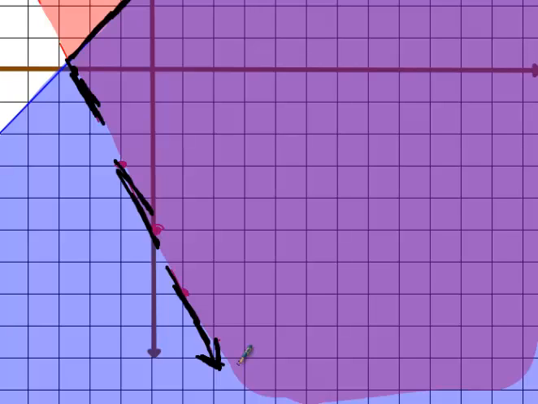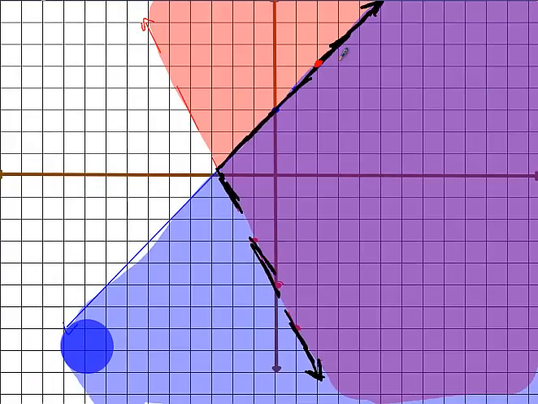Because anything inside the shaded region is a solution. So what that really means is, here, because it's a solid line, the point's contained. So this is a solution, this is a solution, this is a solution. Now, what if I'm on this line here? Is that a solution? No, because it's dashed. But anything else will be a solution. So anything in the purple region is a solution. Okay, everybody good with that?